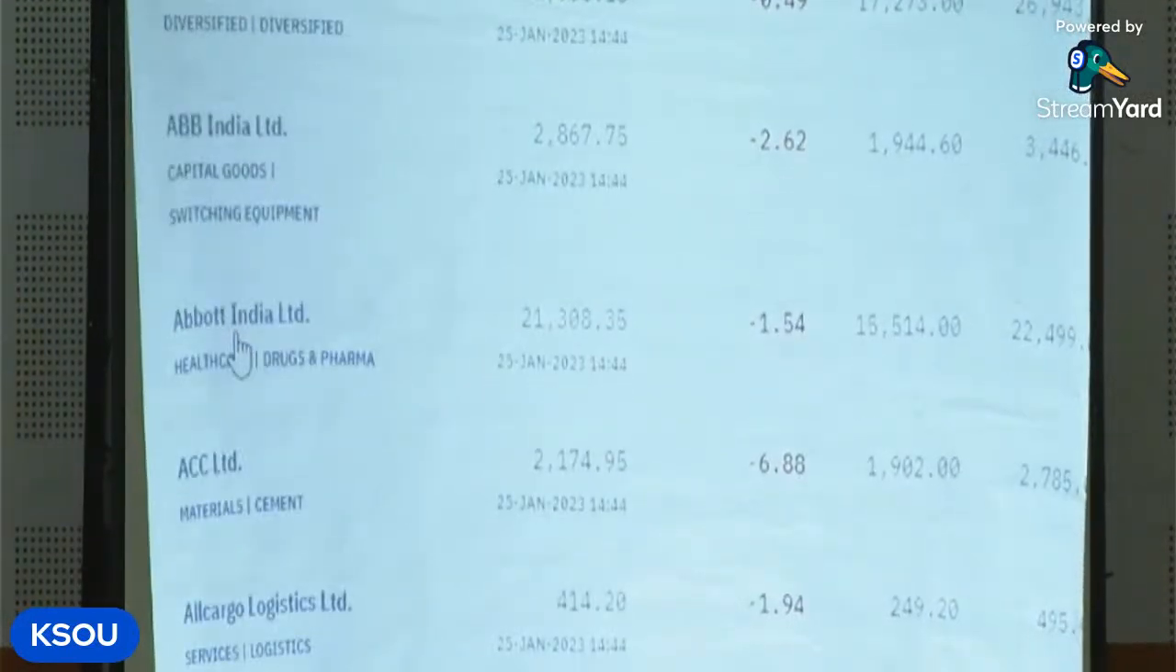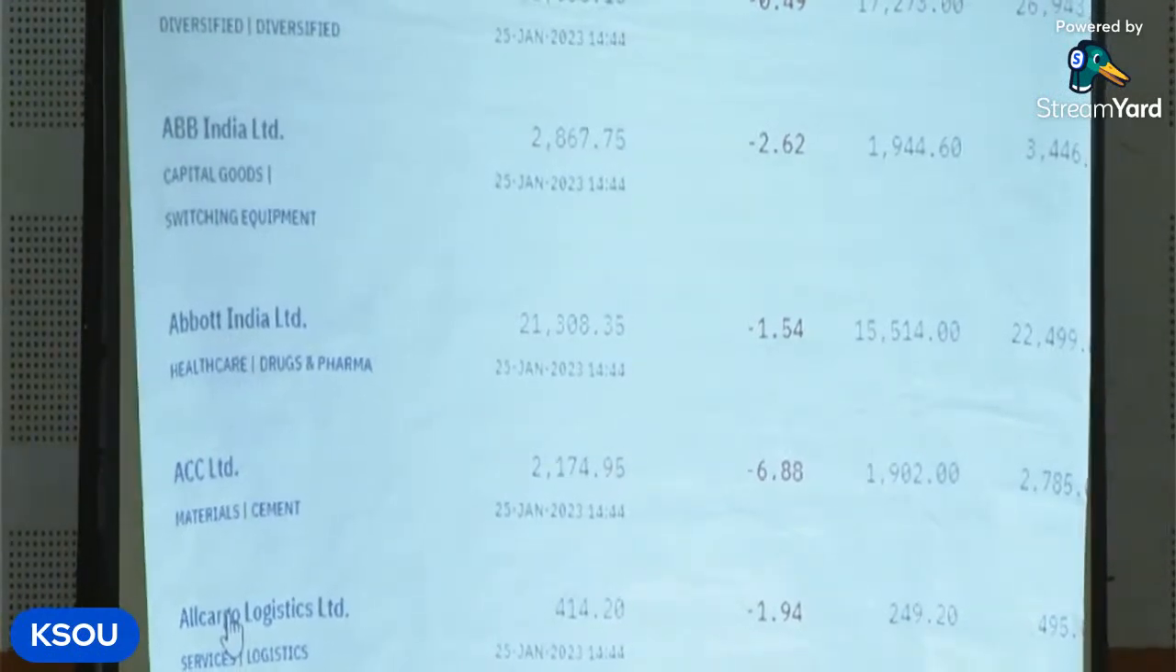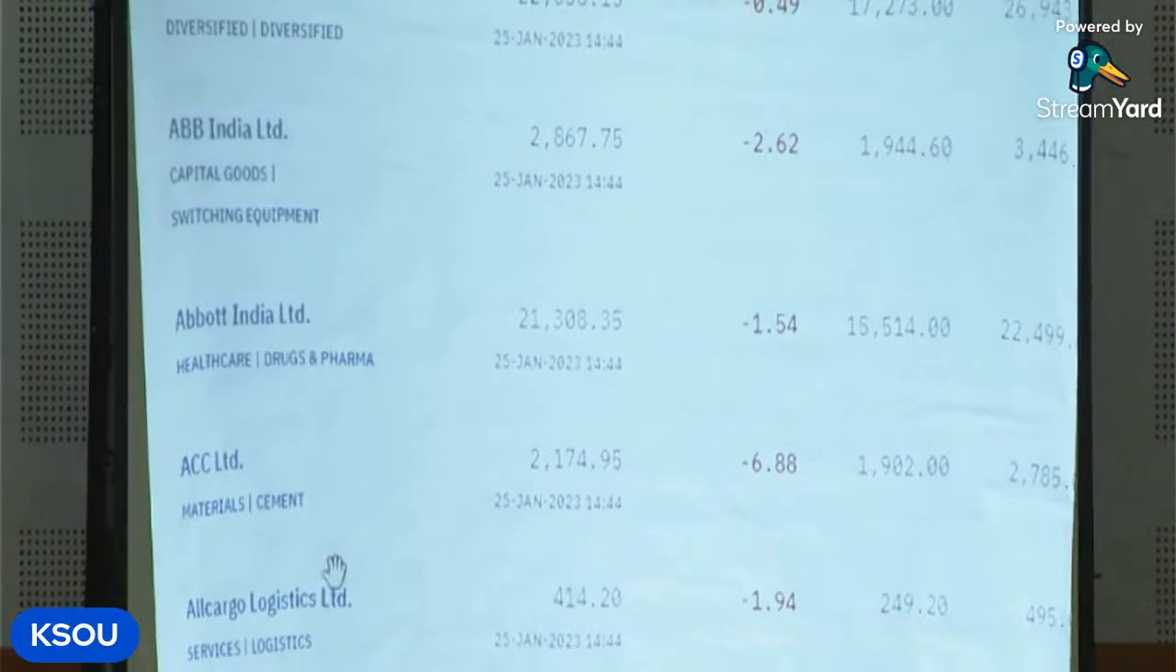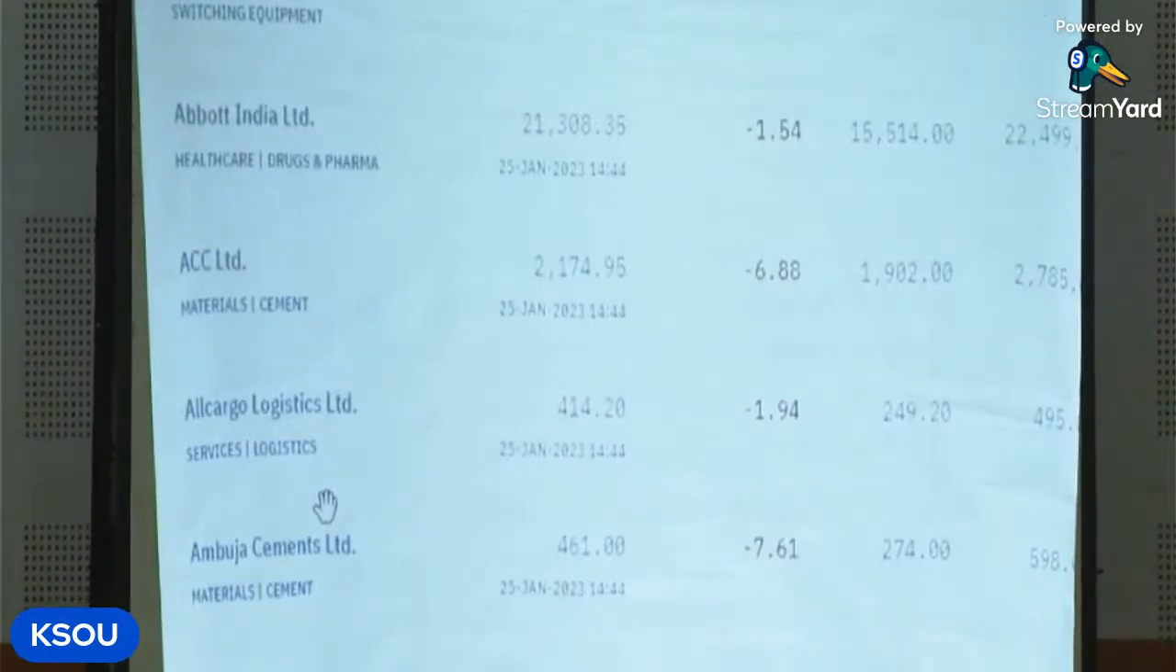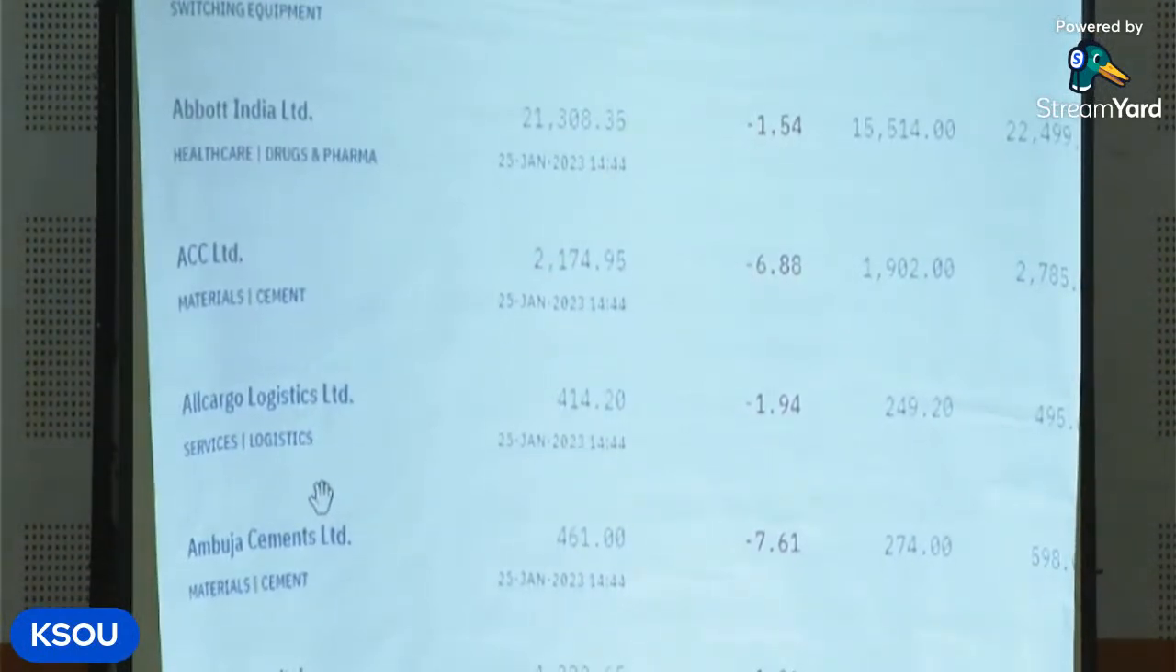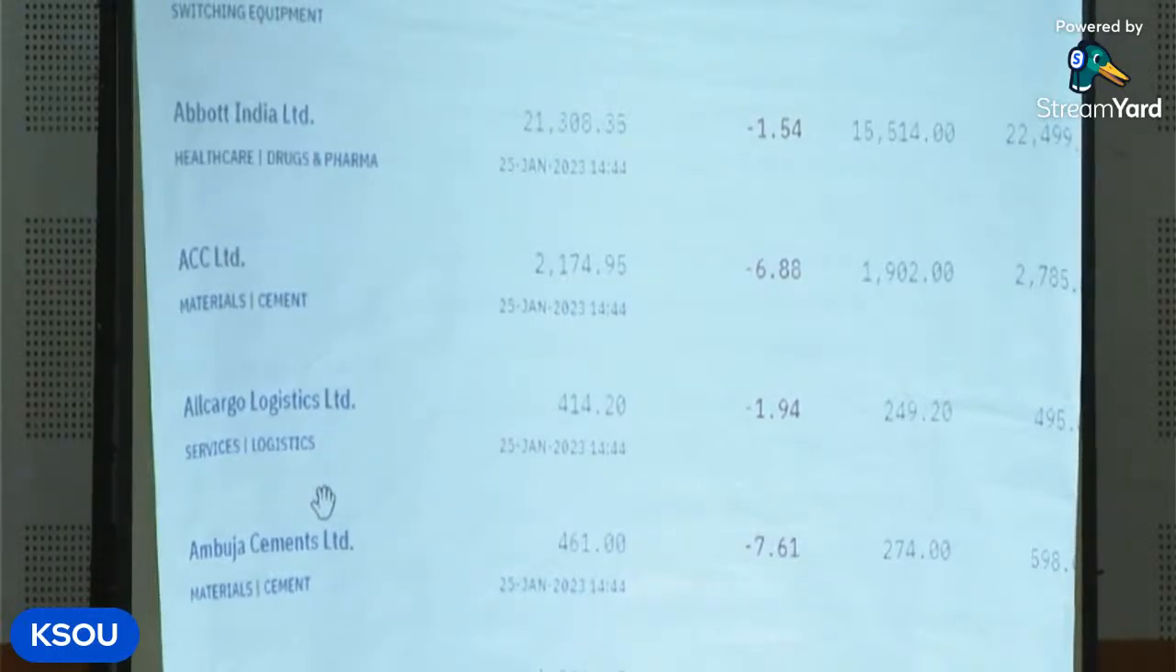And please make a note of these stocks, a couple of them, some 2-3 of them, whatever you are able to see on the screen. Follow these stocks for the next couple of months. Just follow.